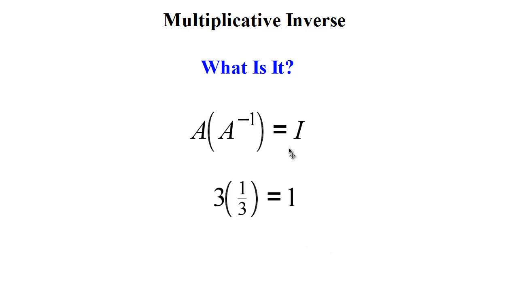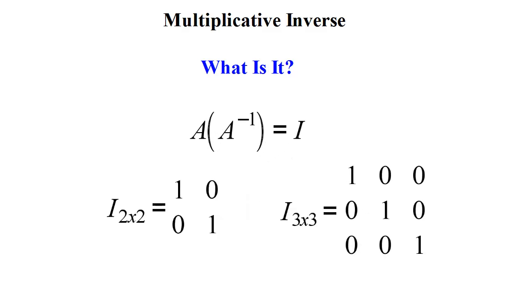Similar kind of thing for the identity matrix. If we multiply a matrix A by its multiplicative inverse, we get the identity matrix, which is a matrix with zeros everywhere except for ones in what we call the main diagonal. For a 2 by 2, the identity matrix has the ones here. For a 3 by 3, the ones are again down that main diagonal. Same thing for an n by n matrix.